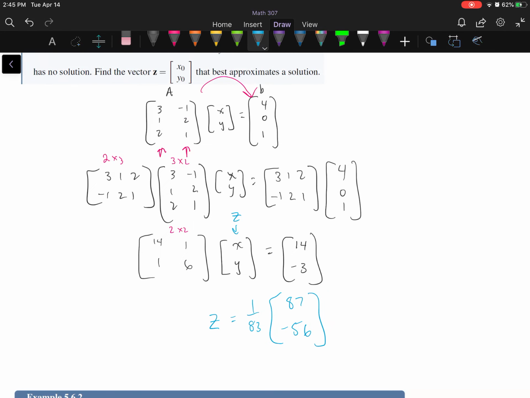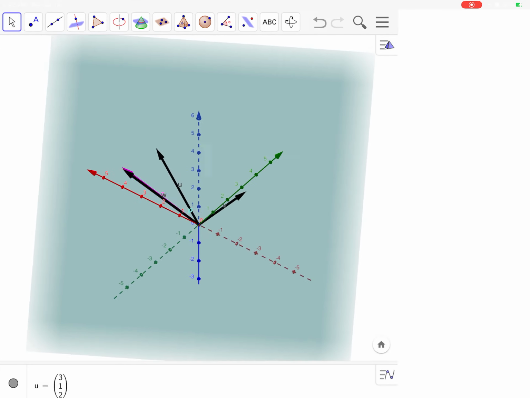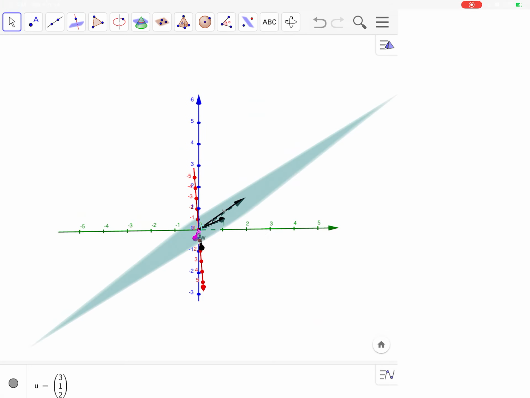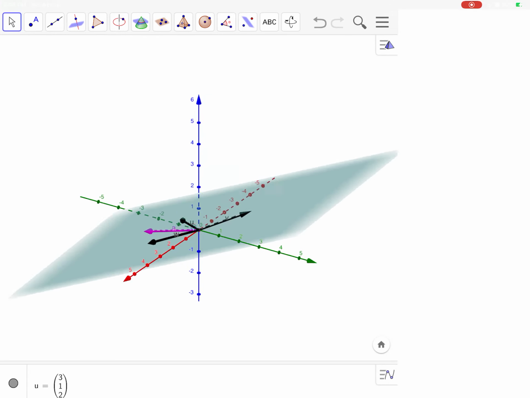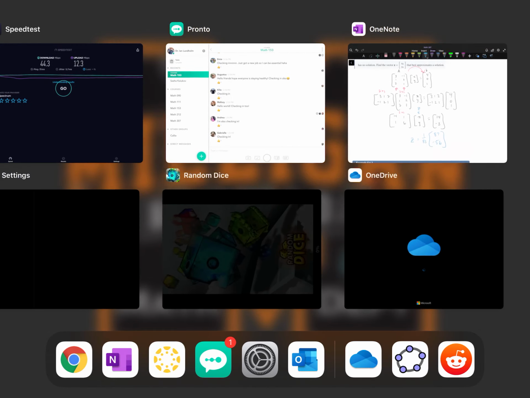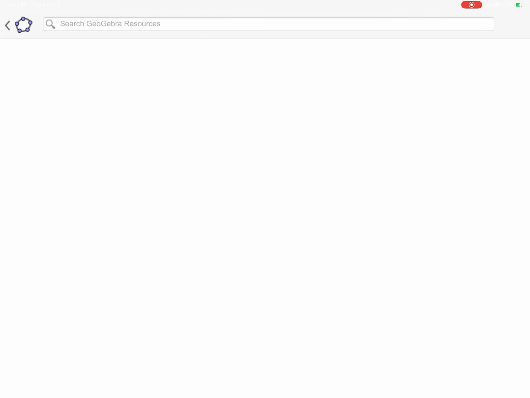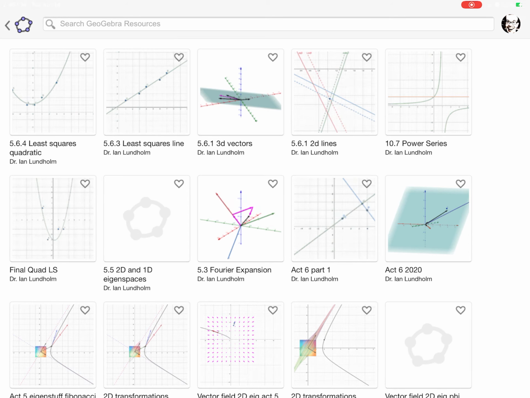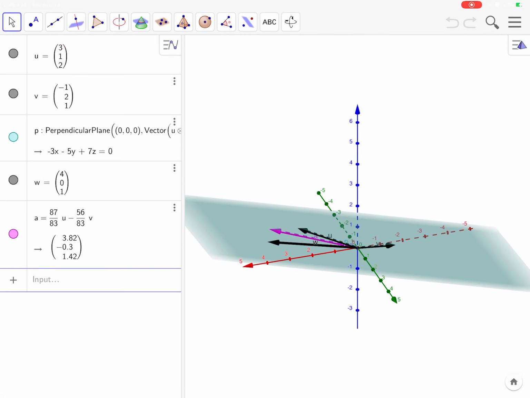So that's what happens in GeoGebra here. The way that I got the vector A, and I have completely lost the left-hand side of the screen somehow. Lovely. Come on, GeoGebra. Oh, the GeoGebra app. Let's get back here. I want to see this.